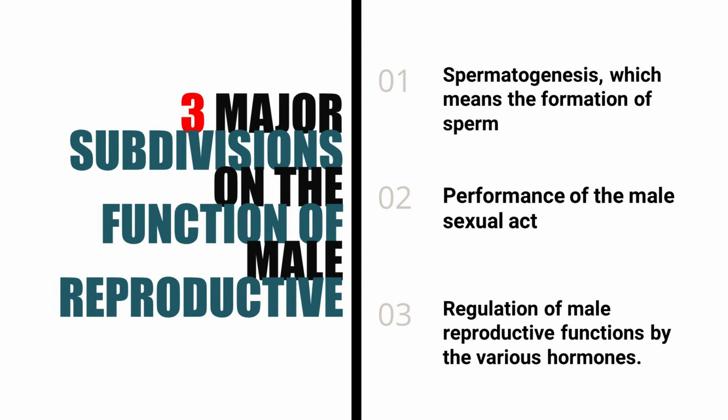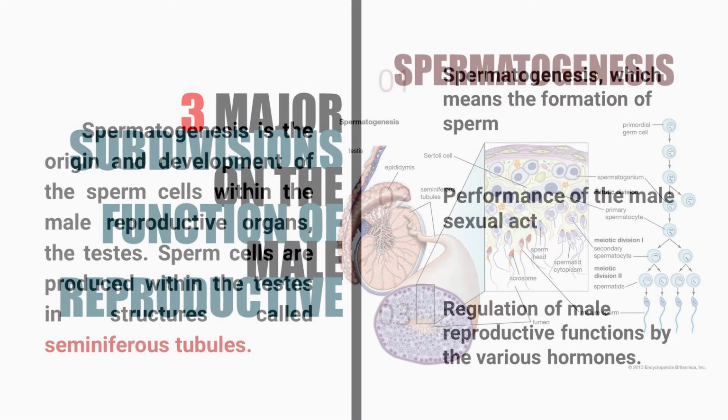There are three subdivisions on the function of the male reproductive system. Number one is spermatogenesis, which is the formation of the sperm. The second is the performance of the male sexual act. The third is the regulation of male reproductive functions by the various hormones. Associated with these reproductive functions are the effects of male sex hormones on the accessory sexual organs, cellular metabolism, growth, and other functions of the body.